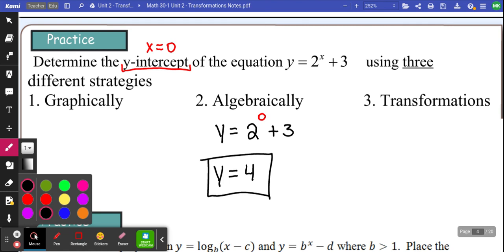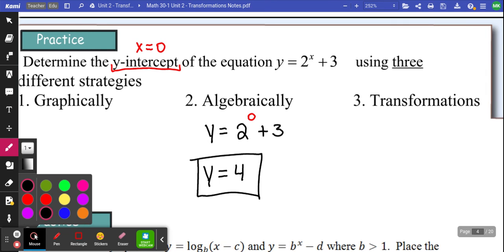Okay, let's do transformations. So how can you find the y-intercept using a transformation? The way you could do it is you could try to find the original function and then what's happened to that original function. So for instance, I could imagine that this is the original function, and I know the y-intercept of that original function. That's an exponential function. Do we remember where our y-intercepts would be on that? Yeah, our exponential functions from last unit, they all had the same y-intercept.